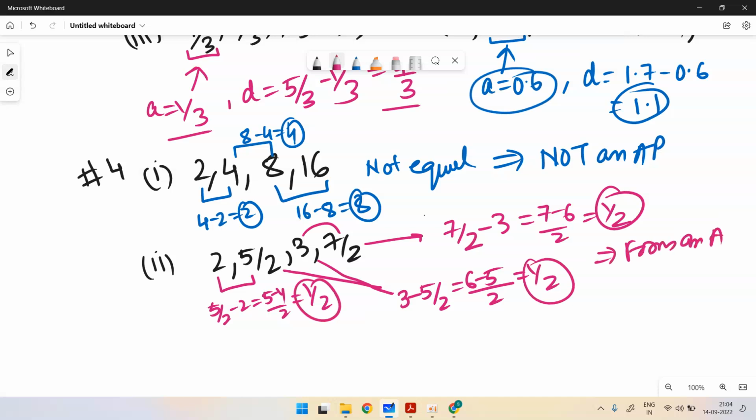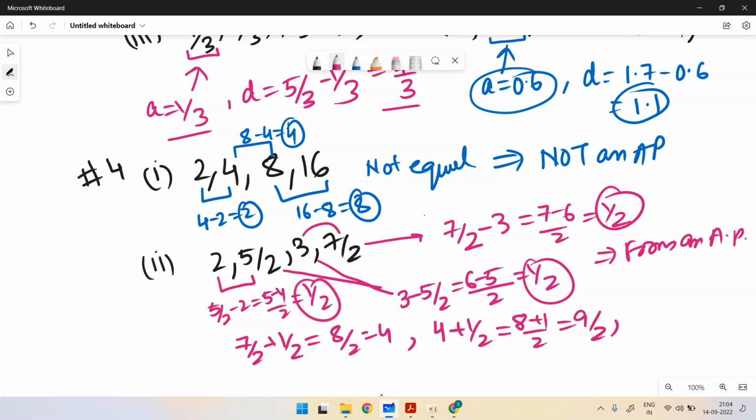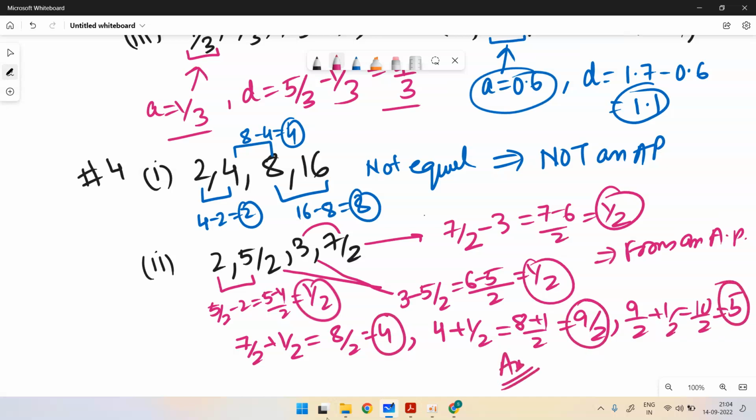You need to write the next 3 terms. What will the next 3 terms be? 7 by 2 plus 1 by 2 is 8 by 2, which is 4. Next, 4 plus 1 by 2 is 9 by 2. Next, 9 by 2 plus 1 by 2 is 10 by 2, which is 5. So the next terms are 4, 9 by 2 and 5. This is the answer.